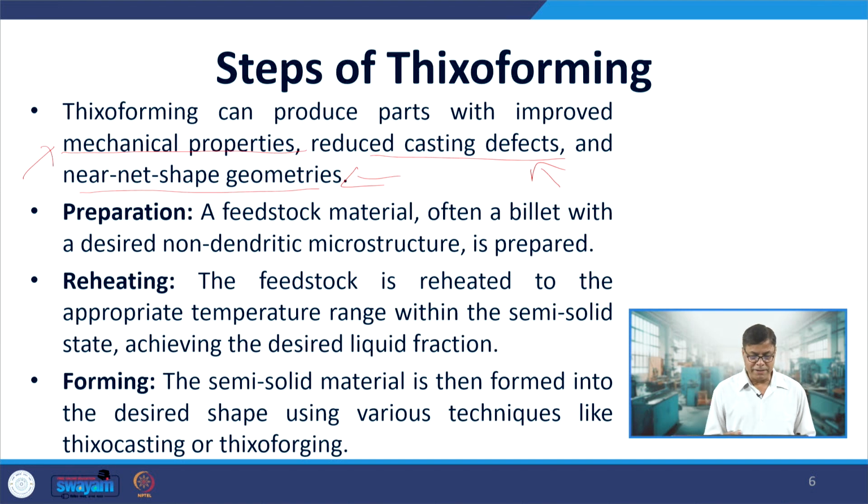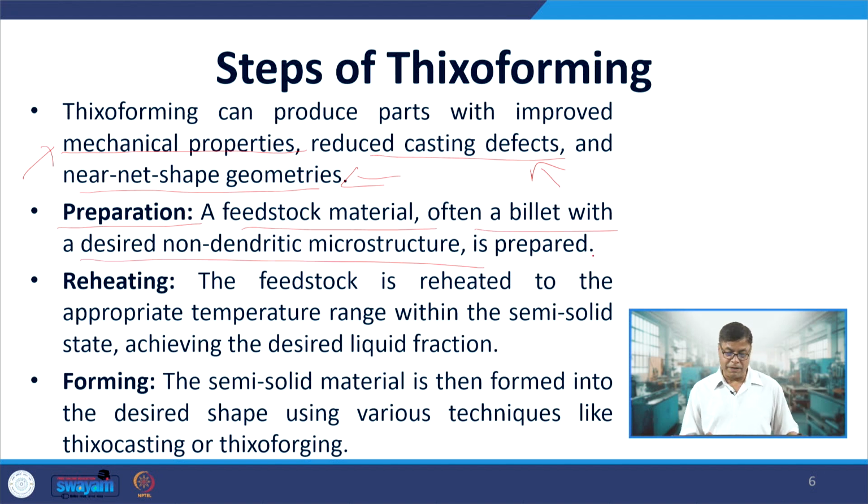So, what is done basically? The raw material is to be prepared. So, feed stock, often in billet form, with the desired non-dendritic microstructure is prepared. Then stock material is reheated. So, the feed stock is reheated to the appropriate temperature, so that the desired proportion of the solid and liquid state can be realized, and thereafter forming is done.